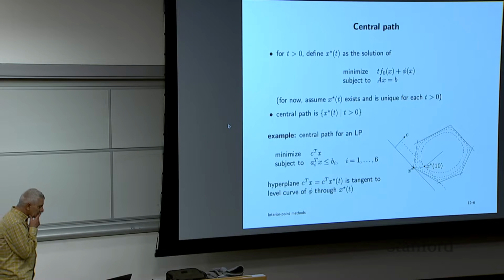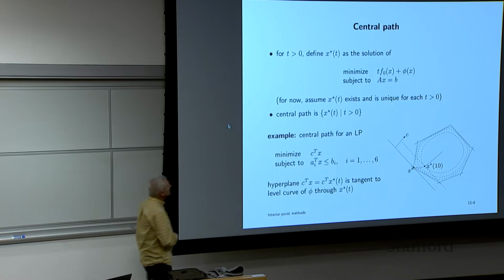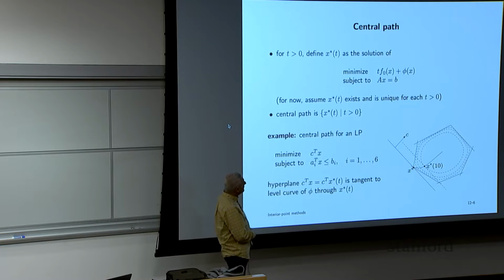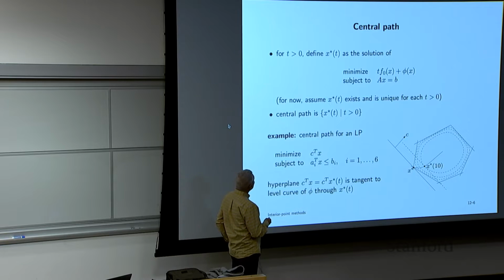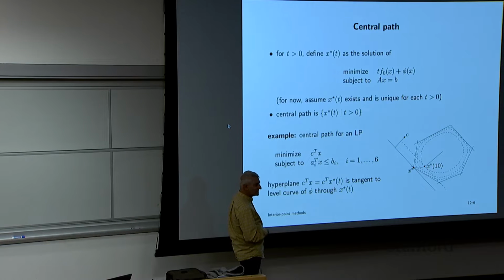So what we do is multiply through by t. It had been 1 over t times phi; we just put the t over f0. It's an equivalent problem. Now we're going to assume that problem has a solution for each positive t, so we'll just assume that. And that means we can parameterize it by t. So you get something like x star of t, the solution of this problem as a function of this parameter t.